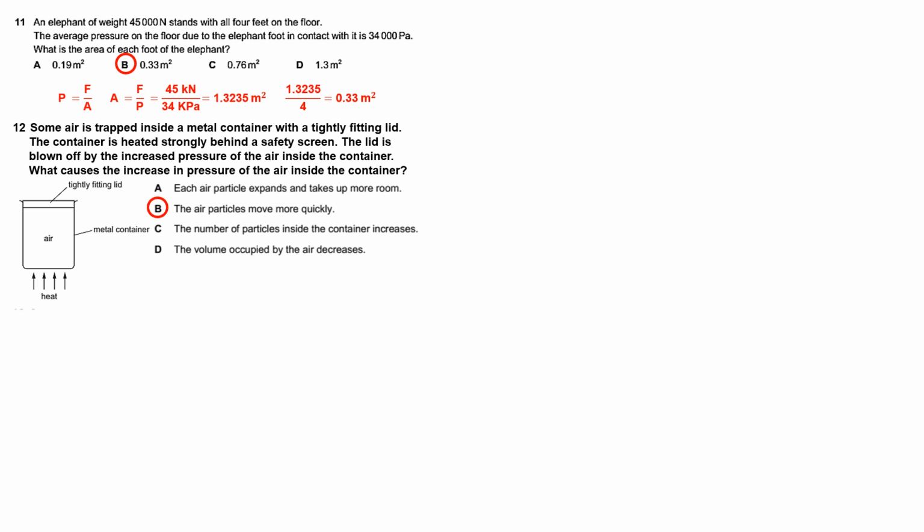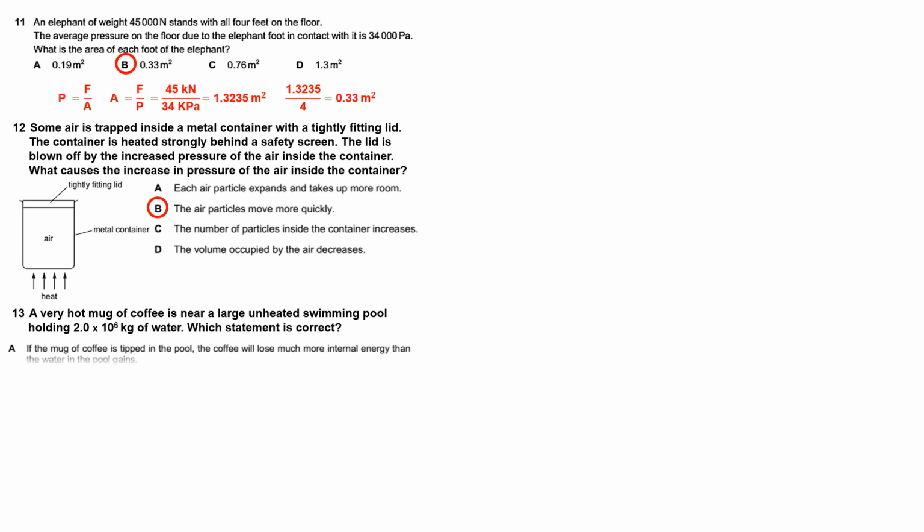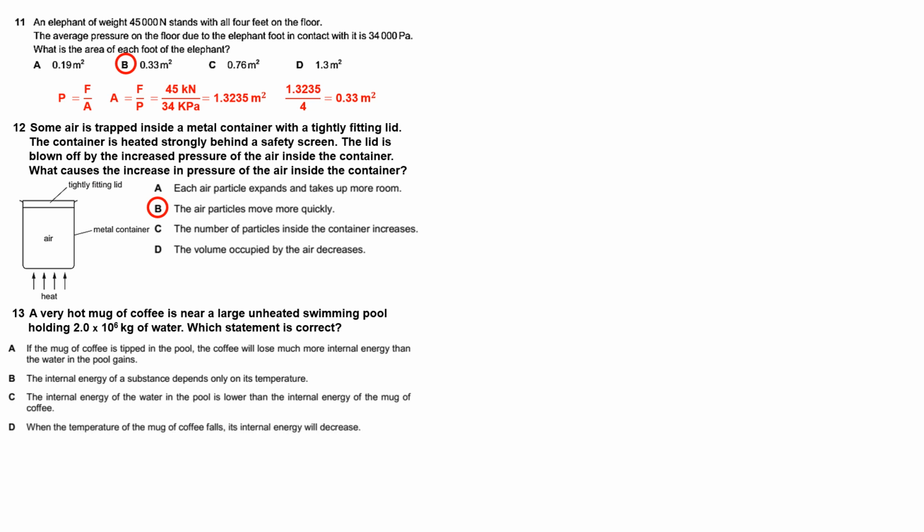Question 13. A very hot mug of coffee is near a large unheated swimming pool holding 2 times 10 to the power of 6 kilograms of water. Which statement is correct? The internal energy of a system is proportional to the temperature. Therefore, if the temperature decreases, the internal energy also decreases.